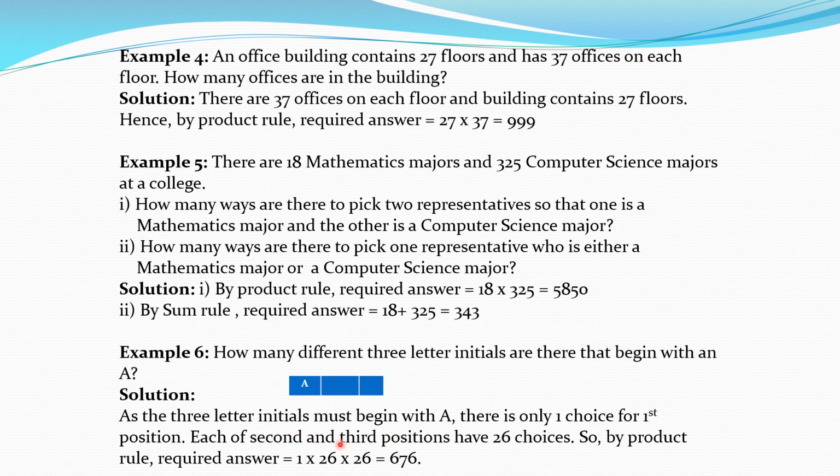But as we have to form a three letter initial, we must fill second and third place at a time. So by product rule or multiplication principle, required answer is 1 into 26 into 26, which is 676, because to fill first place there is only one way, that is filling by A, and for second, third there are 26 choices, and we can repeat the letter which we have used on second place for third place, because it is not given that repetition is not allowed.